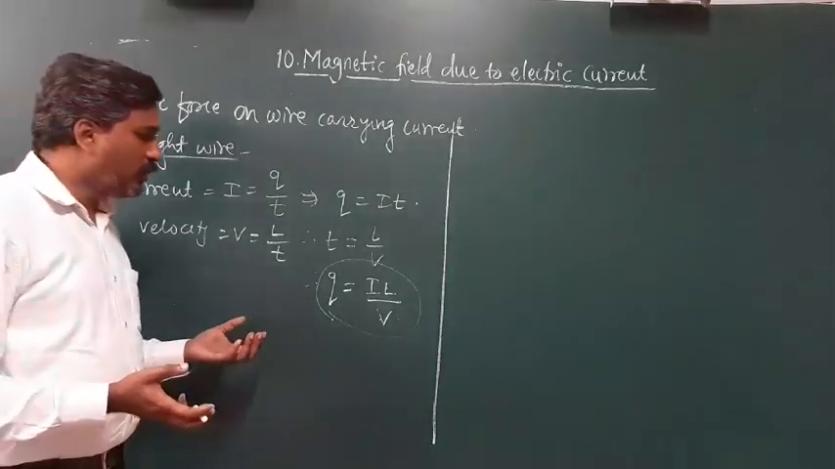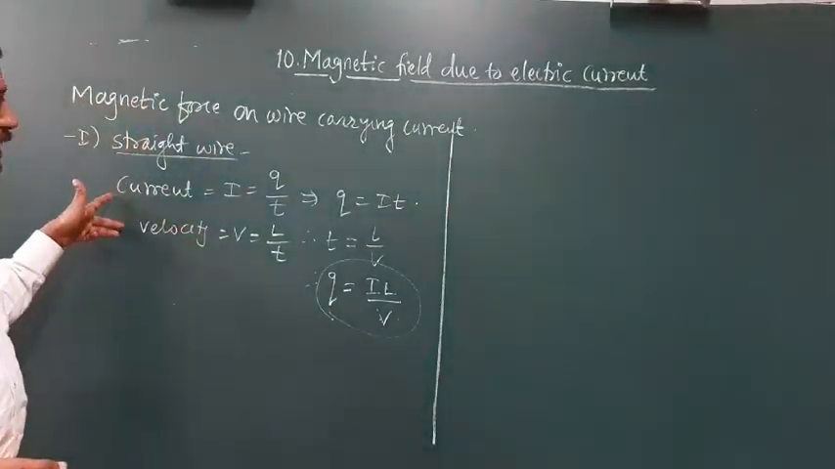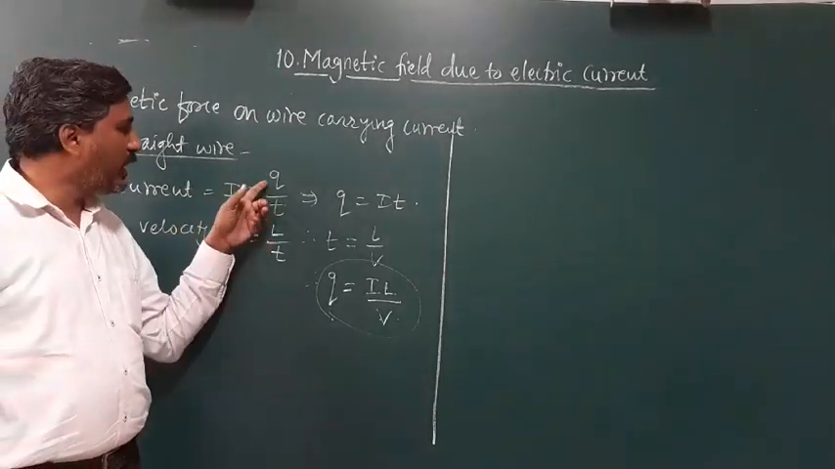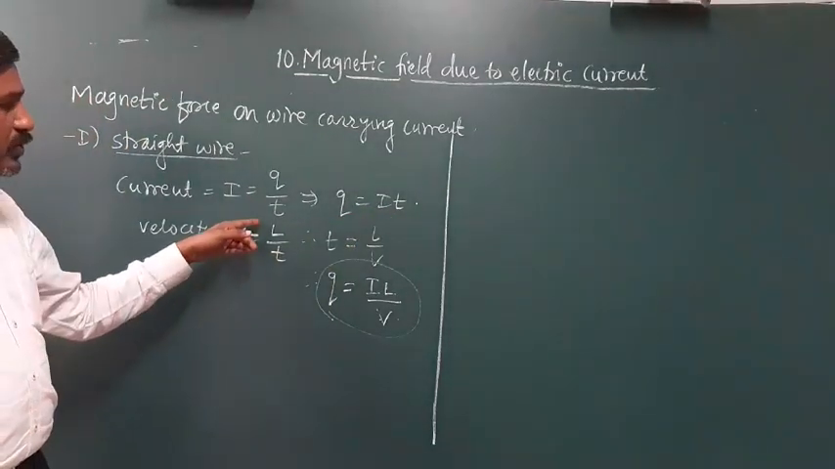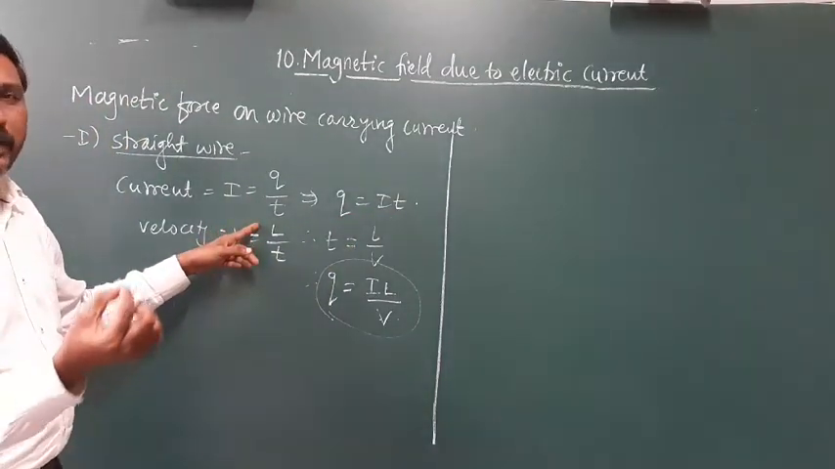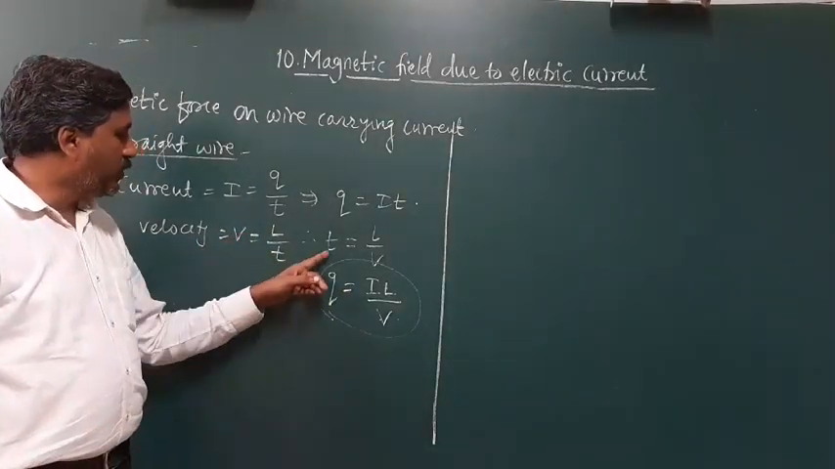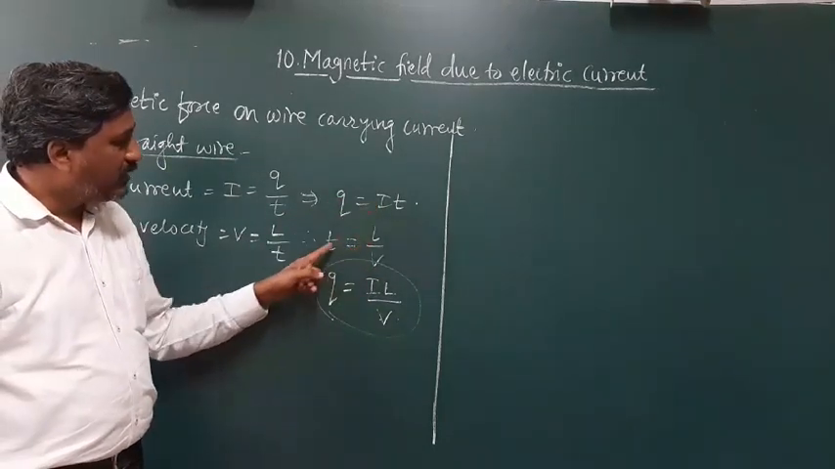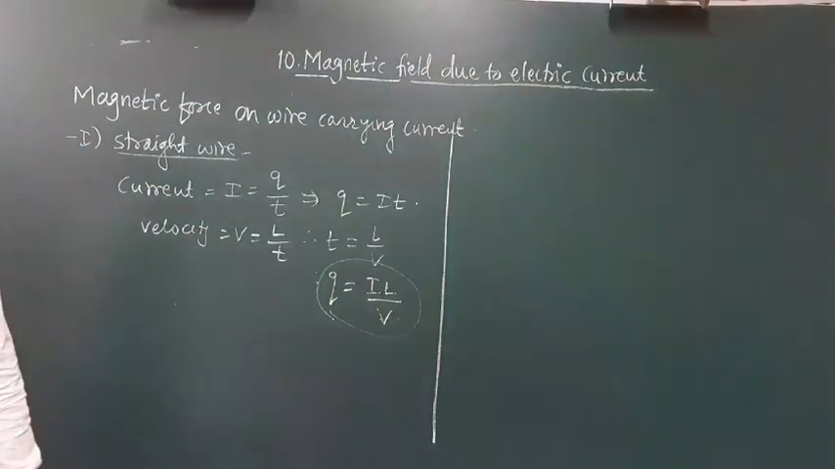Don't be confused about how this formula arises. We are simply using two basic formulae. Current is given by charge upon time, so charge equals current into time. Secondly, velocity equals total distance, that is how much length the charge flows. That is L by V, so t becomes L upon V. So q becomes I as it is, and instead of t we substitute L by V. So this is one more simple formula.